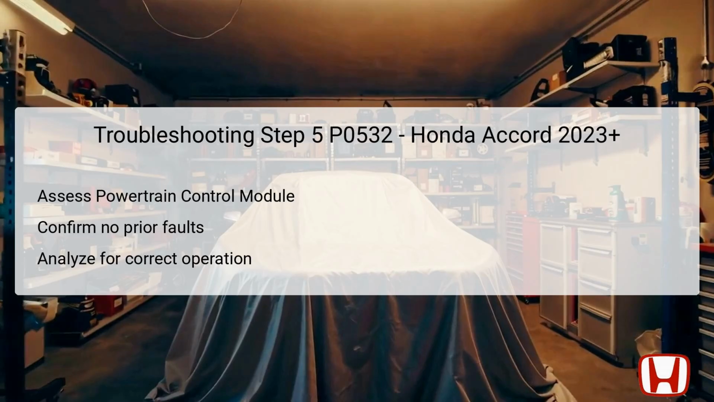If no faults are present, closely analyze its operation to confirm that it accurately interprets the signals from the AC pressure sensor and other components. If anomalies still persist after all checks, it may be necessary to replace the PCM, as it may not be processing information as it should. This step solidifies the diagnostic process and helps ensure the air conditioning system behaves appropriately.